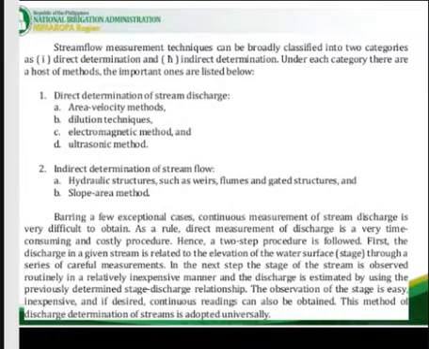Barring a few exceptional cases, continuous measurement of stream discharge is very difficult to obtain. As a rule, direct measurement of discharge is a very time-consuming and costly procedure. Hence, a two-step procedure is followed. First, the discharge in a given stream is related to the elevation of the water surface, the stage, through a series of careful measurements. In the next step, the stage of the stream is observed routinely in a relatively inexpensive manner, and the discharge is estimated by using the previously determined stage-discharge relationship. The observation of the stage is easy, inexpensive, and if desired, continuous readings can also be obtained. This method of discharge determination of streams is adopted universally.